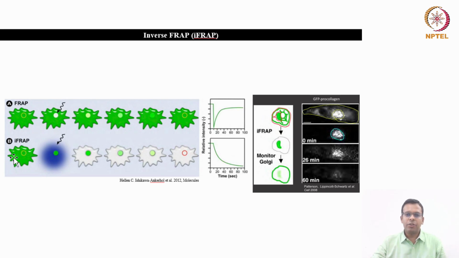In inverse FRAP, you bleach everything except this small part, and then you see how this small part fades. So this recovery curve will look like this. Initially the intensity of this area was high, and then gradually it decreases like this. So this is known as the inverse FRAP.